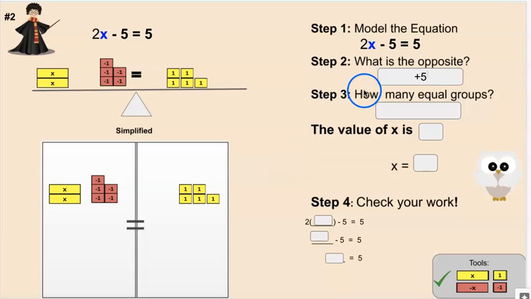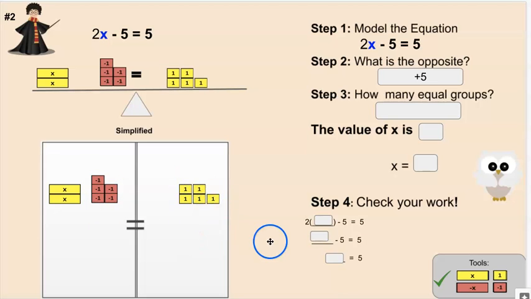Next, we want to know how many equal groups. But before we do that, we have to use our zero pairs. So we're going to have positive 5 on both sides. What we do to one side of the equation, we have to do to the other side. So in order to get to 2x by itself, we're going to have to add 5 positives on this side in order to make those zeros.